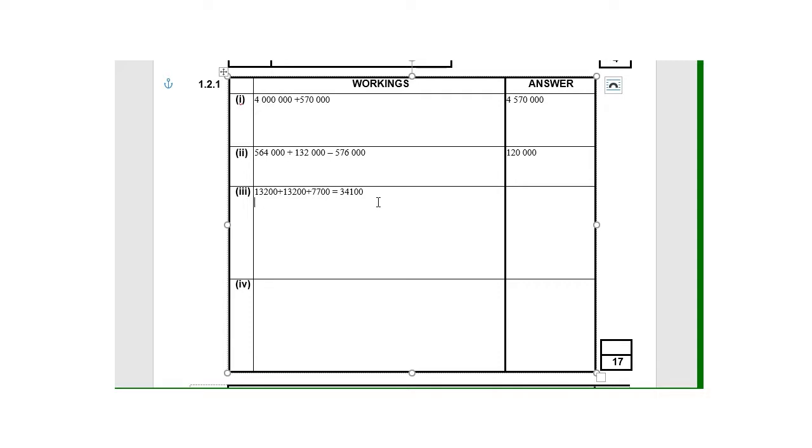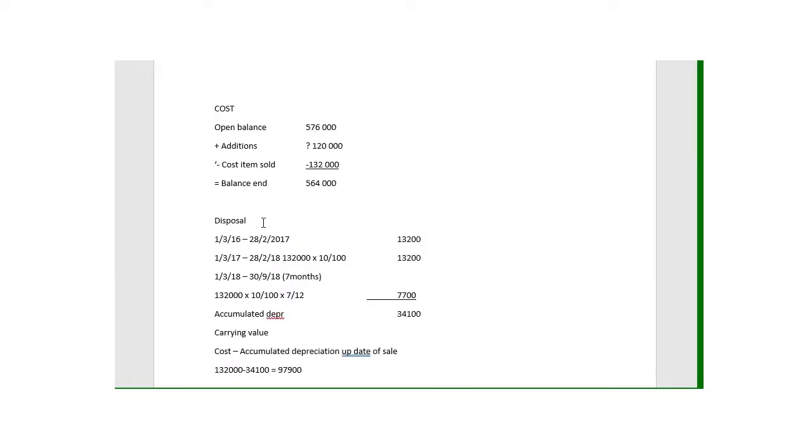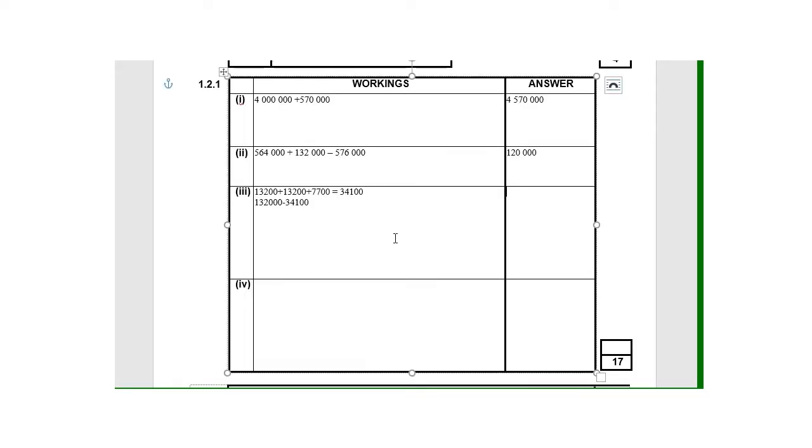I then took the cost of 132,000 and I minus this 34,100. Show as much as possible on how you calculated it. You can even copy this whole calculation that we did in there to show your calculation. The more figures you show, the better your chance of getting a good mark should something be wrong.